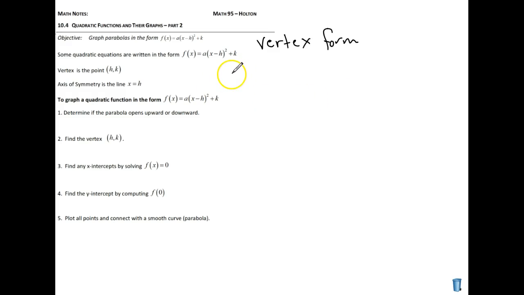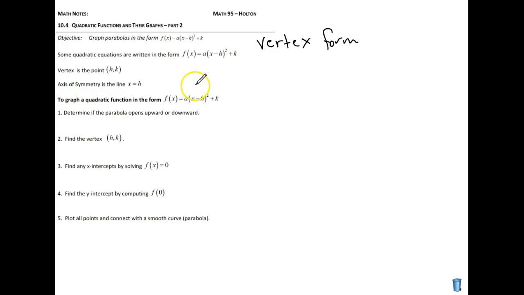For this form, you have the vertex point (h, k), which you can pull directly from your equation, where this is your h value and this is your k value. It's important to remember that this is x minus h. So if it really said something like x plus 3, you would need to rewrite it as x minus negative 3, or at least remember that in order to get your h and your k value. Similarly, your axis of symmetry would be the line x equals h, because it goes through the x coordinate of your vertex.